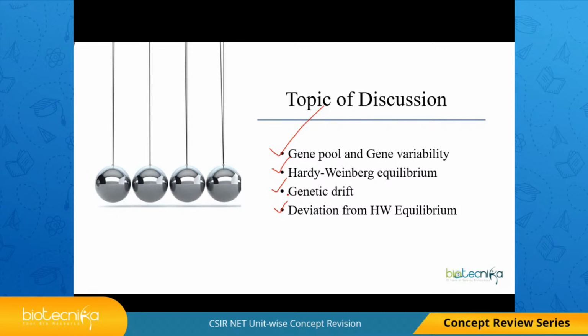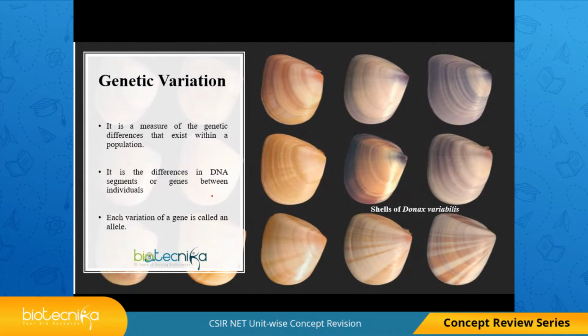So to begin with, genetic variation. A word or a thing which is very, very important. Why is it important? Because the more variation you have in the population, the better suited you can be to any kind of changing environment. So, what is genetic variation? It is a measure of the genetic differences that exist within the population.